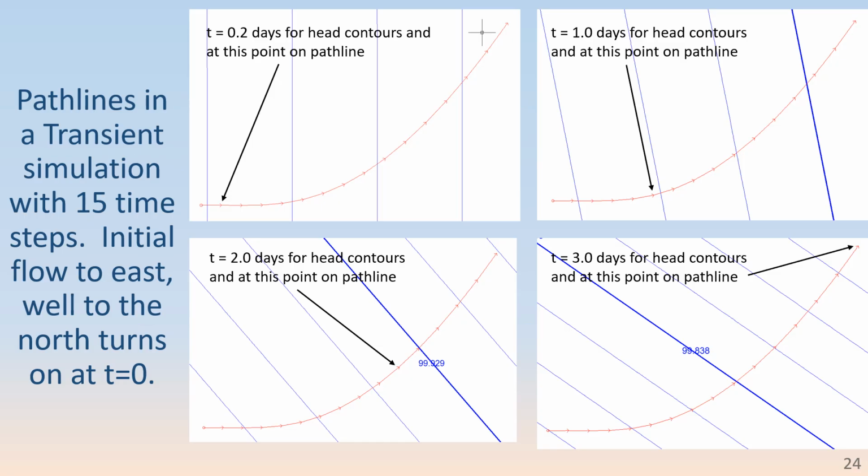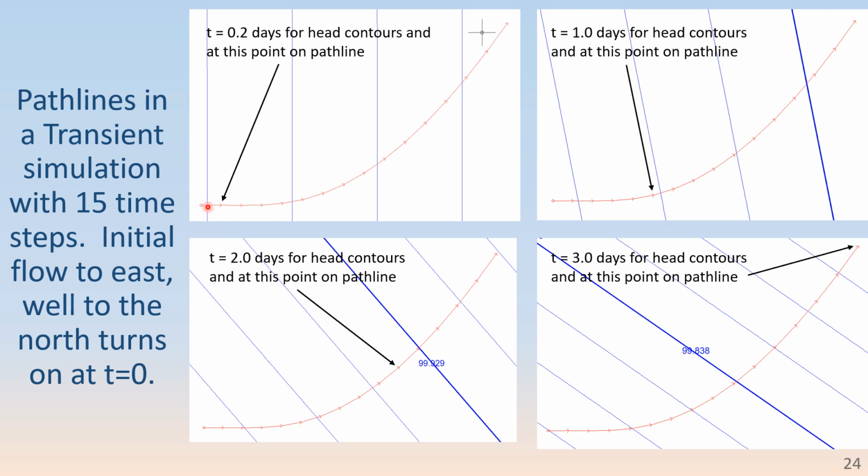To illustrate transient path lines, I've got an example model here that has 15 time steps, and each step is 0.2 days long. I used a time step multiplier of 1 just so it's easy to track when each step is. And I've got 4 plots. The first here is at 0.2 days, and the flow field has not yet changed from the initial one, which was kind of uniform flow towards the east.